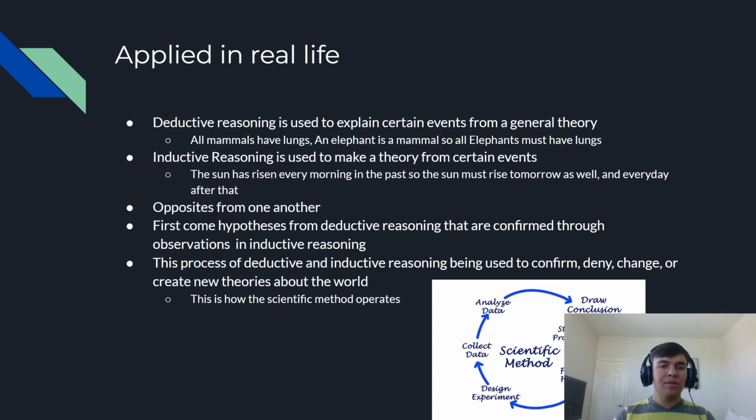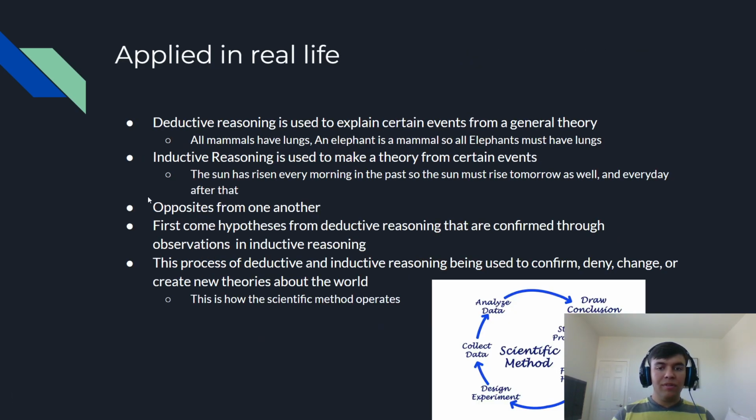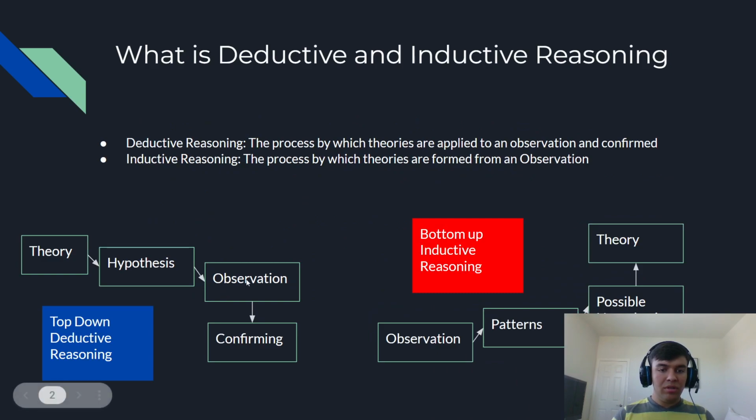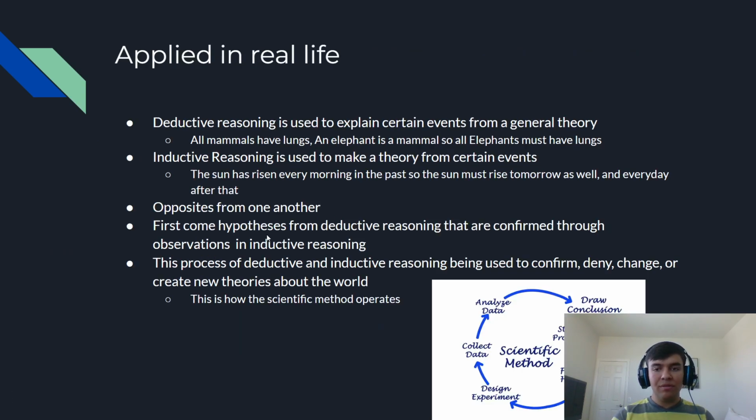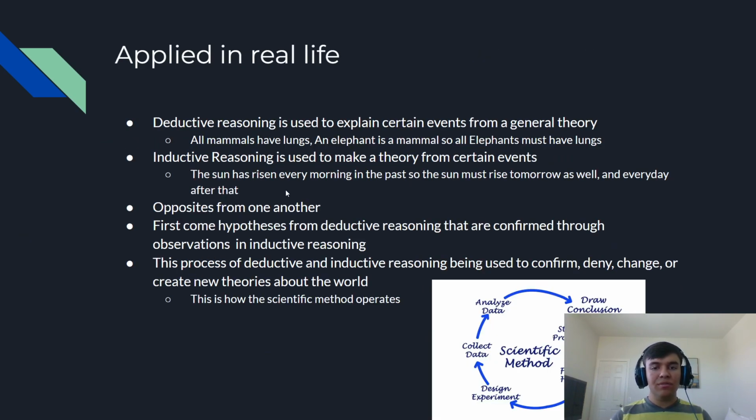And when applied in real life, deductive reasoning can be used to explain certain events from a general theory. An example I have is all mammals have lungs, which would be the theory. An elephant is a mammal, an observation, so then you confirm that since an elephant is a mammal and all mammals have lungs, all elephants must have lungs. Top down.